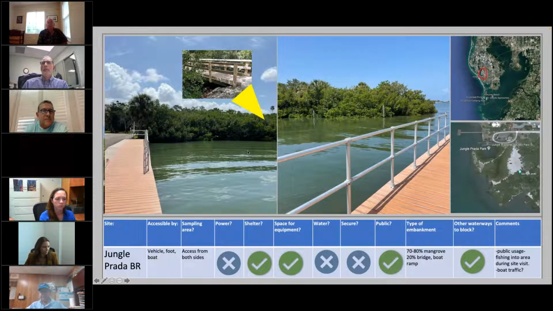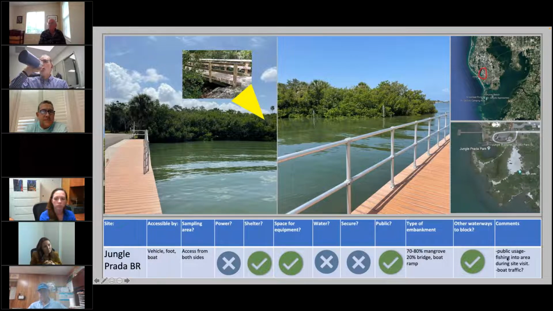And you can see it has some of the features that we need. It is accessible by vehicle, foot, or by boat. We can have access from both sides. In this case, we'd have to bring in generators. It has shelter space for equipment. We need to bring our own water. It's accessible to the public. And then what kind of embankment, what kind of access do we have?